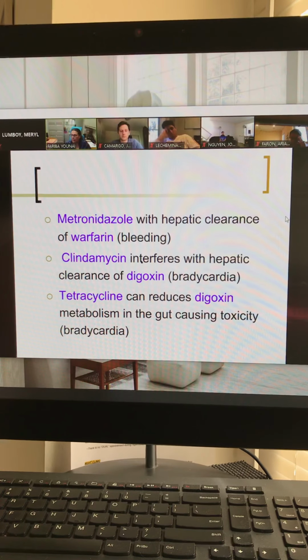Clindamycin also interferes with hepatic clearance of digoxin. So it leads to toxicity and causes bradycardia. And then tetracycline can reduce digoxin metabolism because it affects the gut, increases the gut toxicity, and it can lead to bradycardia. So these are some of the most important drug interactions that we can think about. So the mechanism of interference with these agents.